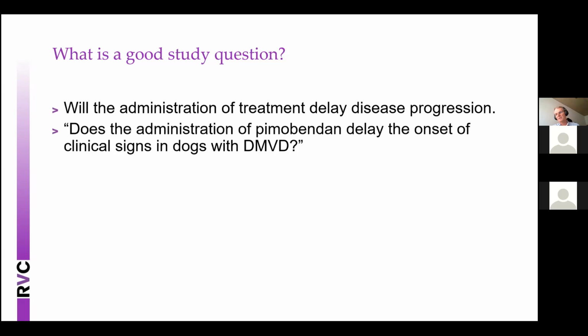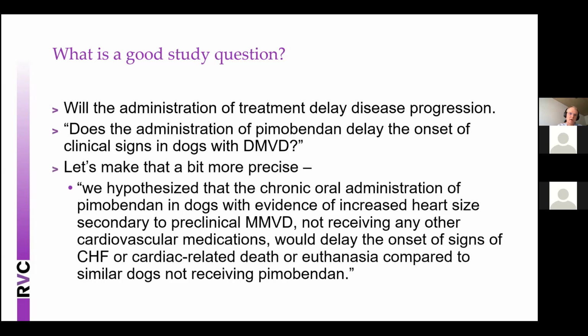First of all, we want to state our hypothesis. The question leads to a hypothesis, and if we state that in a clear enough way, then it can help us to design an appropriate study. So we hypothesized that the oral administration of pimobendan chronically, so over a long period of time, to dogs with increased heart size secondary to mitral valve disease, not receiving any other medication, would delay the onset of signs of congestive heart failure or cardiac-related death or euthanasia in comparison to dogs not receiving pimobendan. And that's a study that we set out to undertake.